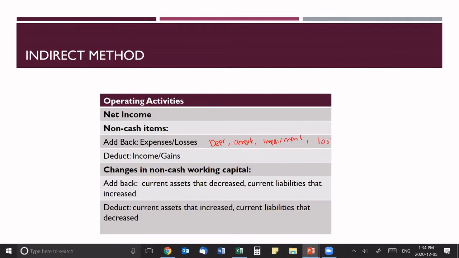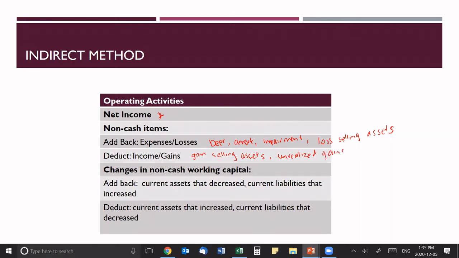Any non-cash items here, any losses on selling assets, any unrealized loss on investments. All those would be non-cash items. So you start off with the total net income amount, and then we're going to add back any expenses or losses that are non-cash. And then we're going to deduct any income or gains that are non-cash. For example, having a gain on selling assets, or an unrealized gain on your investments.